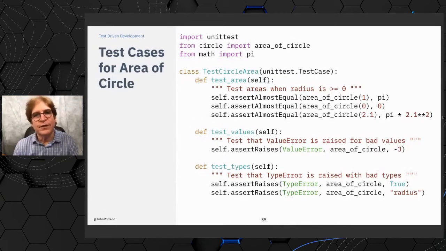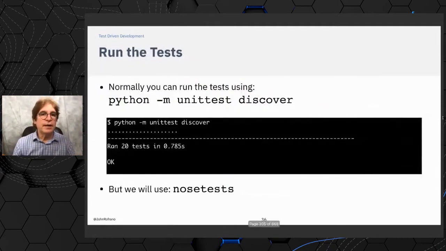So here are the test cases for that area of a circle, right? So in this one, you would test the area. So now we use almost equal for floats, and it goes to an order of fuzziness that you can rely on. So we test that the area of circle 1 is pi, and that 0 gives us back 0, and 2.1 gives us back whatever pi times that radius squared is. Then we test values, so we want to make sure that the errors are being thrown. So I assert that calling area of a circle with a -3 will raise a ValueError. And I further assert when I test my types that passing in True, a Boolean, will give a TypeError, and passing in a string will give a TypeError. So this is how I can check my error conditions, my happy paths, and my sad paths.